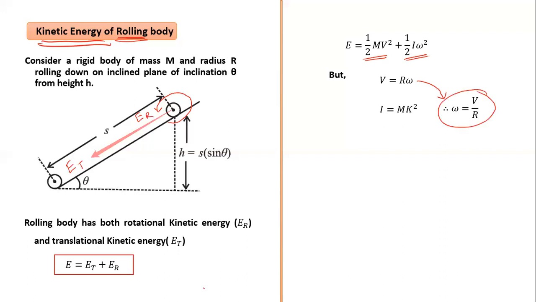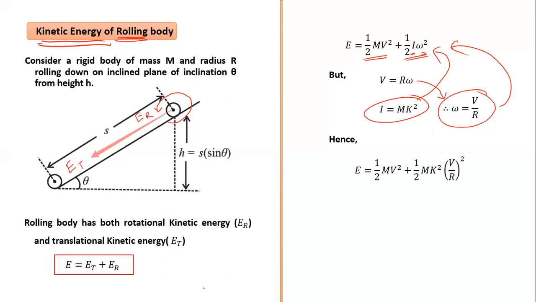And we know I is equal to mk square. This formula also we already learned. Now we substitute these two formulas in the above equation. This formula as well as this formula we substitute instead of I and instead of omega. So we get the next step. E is equal to half mv square as it is, plus 1 by 2, instead of I we write mk square, and instead of omega square we write V by R, in a combined bracket square.